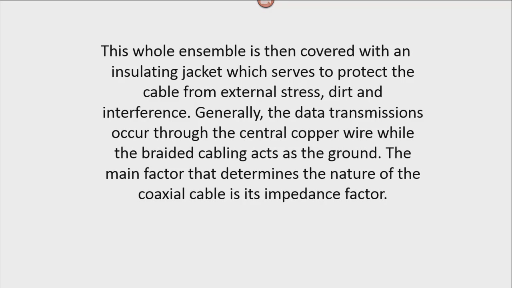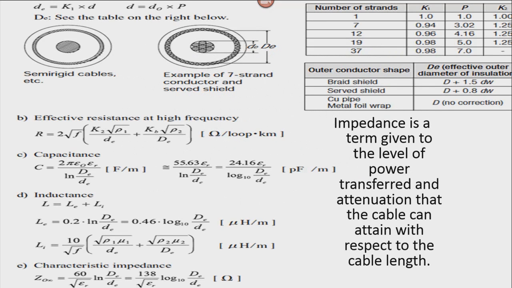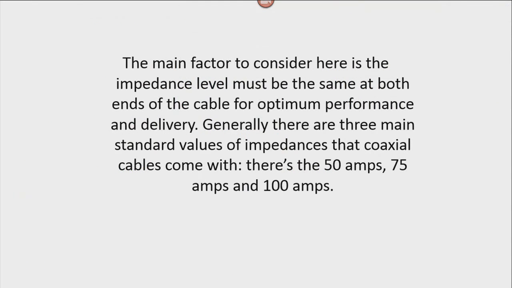The main factor that determines the nature of the coaxial cable is its impedance factor. Impedance is a term given to the level of power transfer and attenuation that the cable can attain with respect to the cable length. The main factor to consider here is the impedance level must be the same at both ends of the cable for optimum performance and delivery.